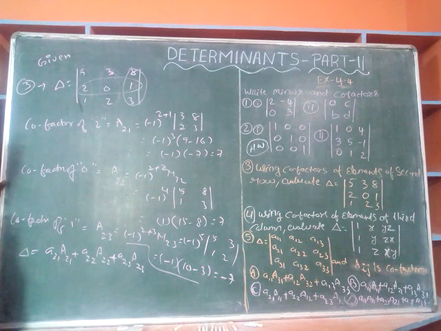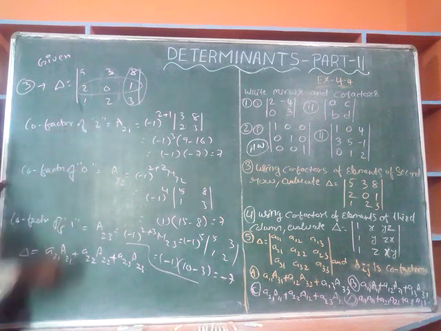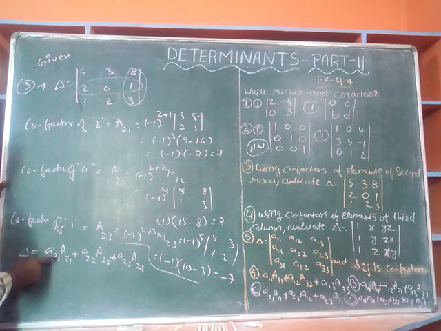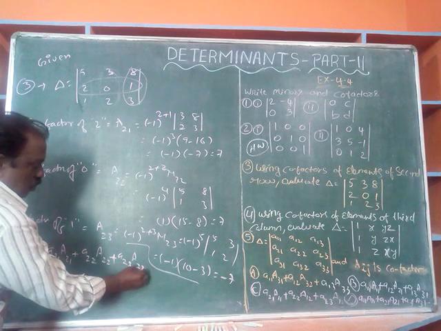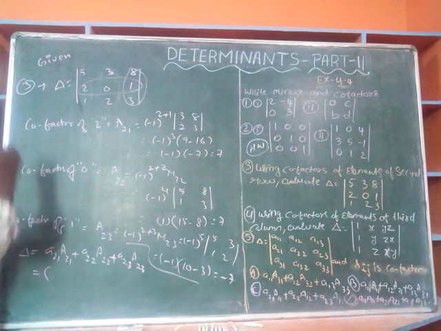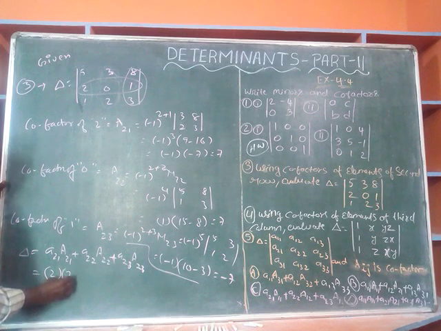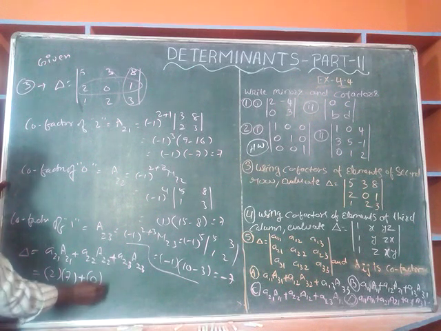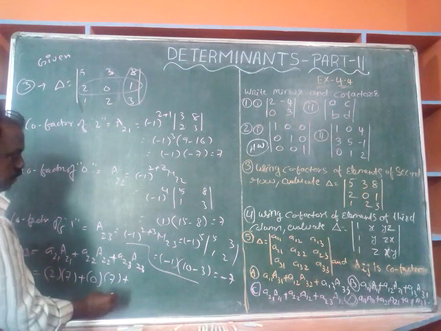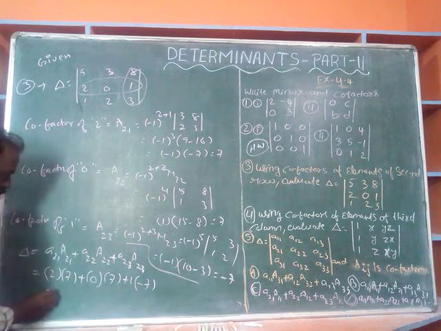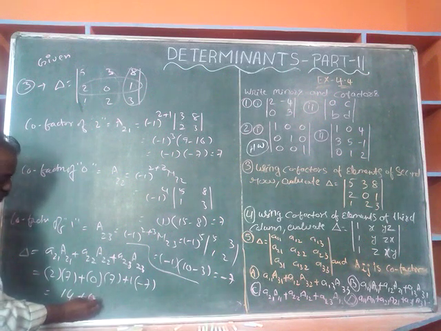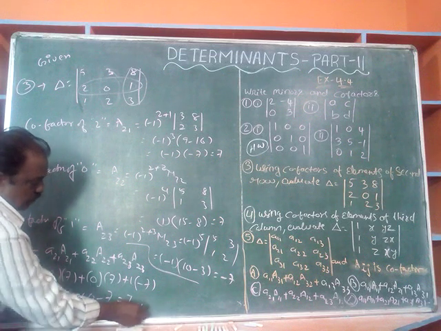Now you see this is a sum. What type of sum? A sum of products: the sum of the products of all elements of the second row with their corresponding cofactors. a21 capital A21, a22 capital A22, a23 capital A23. That is 2 into 7, plus 0 into 7, plus 1 into minus 7. So it is 14 plus 0 minus 7. Again we get 7.